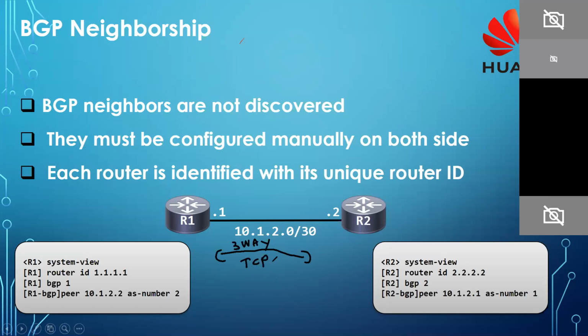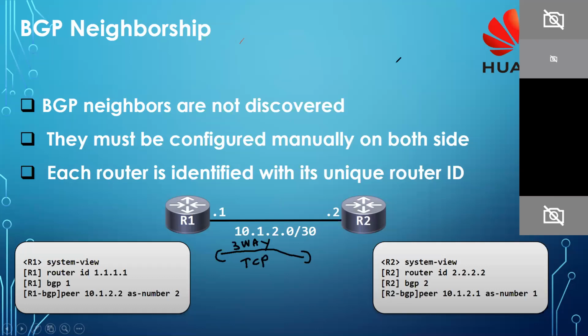So R1 and R2 will do the TCP three-way handshake. After that, the two routers will establish a BGP neighbor relationship. Each router is identified in BGP with a unique router ID. Like most routing protocols, each router has a router ID.